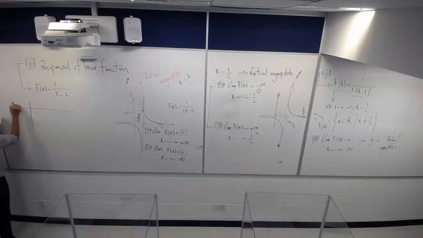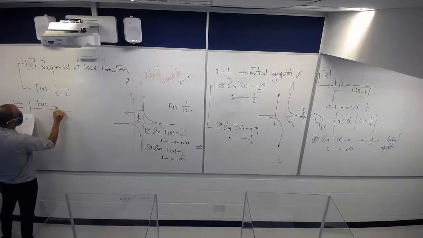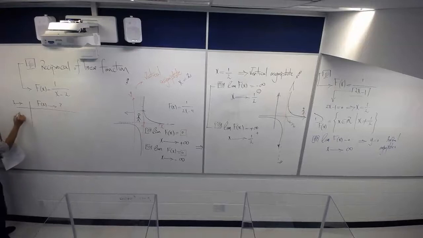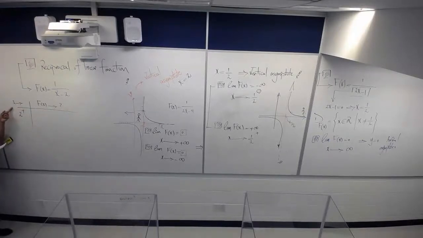It says x goes to something, f of x goes to what, for example. Guys, if x goes to 2 plus, imagine the same plot that we have almost. If x goes to 2, everyone please look at the board. Ariana and Alexander, look at this. For this function, if x goes to 2 but a little bit bigger than 2, for example 2.1, how about f of x goes to what?